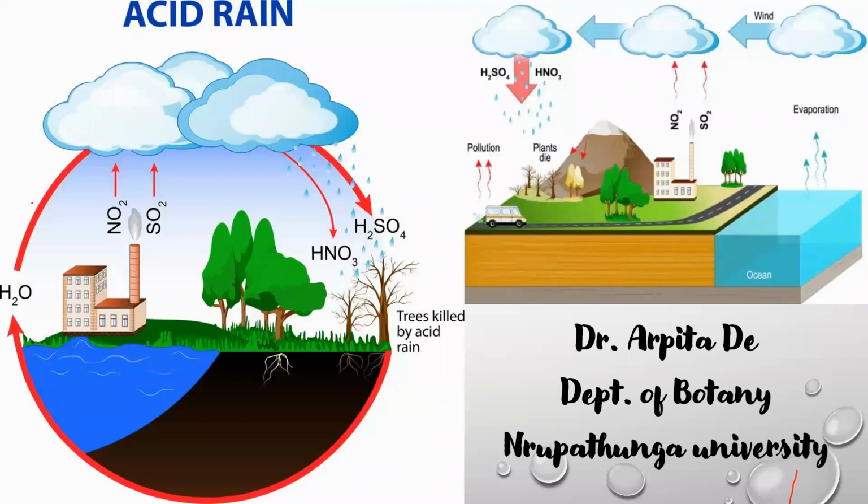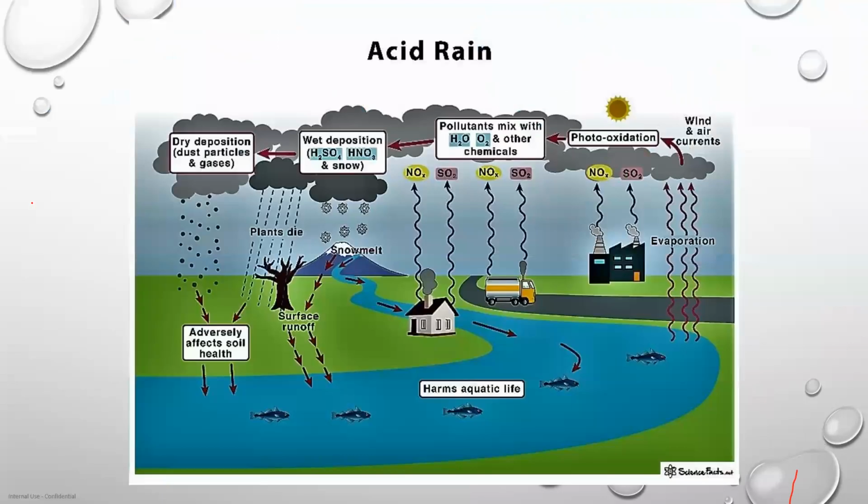Okay, I hope you have heard of these words before. What is acid rain? What is global warming? All these terms are not new to you, right? Okay, so let's start with acid rain. Acid rain is something like when we get an acidic downpour, we call it acid rain.